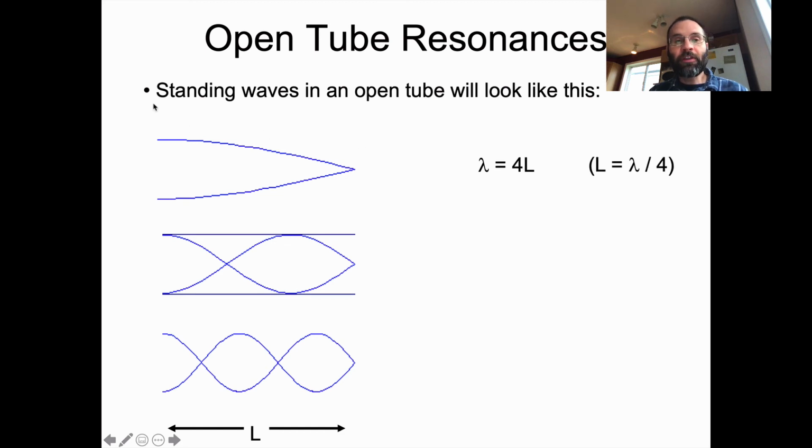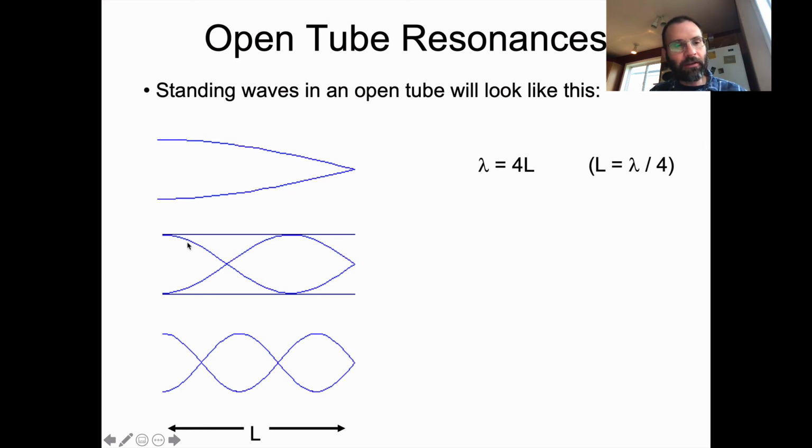If it's easier for you to think about it the other way, and maybe it is because you can see it, L is going to be 1/4 of the wavelength, or L equals lambda over 4. And again, algebraically, these two equations are equivalent to each other, right? You just have to flip them around.